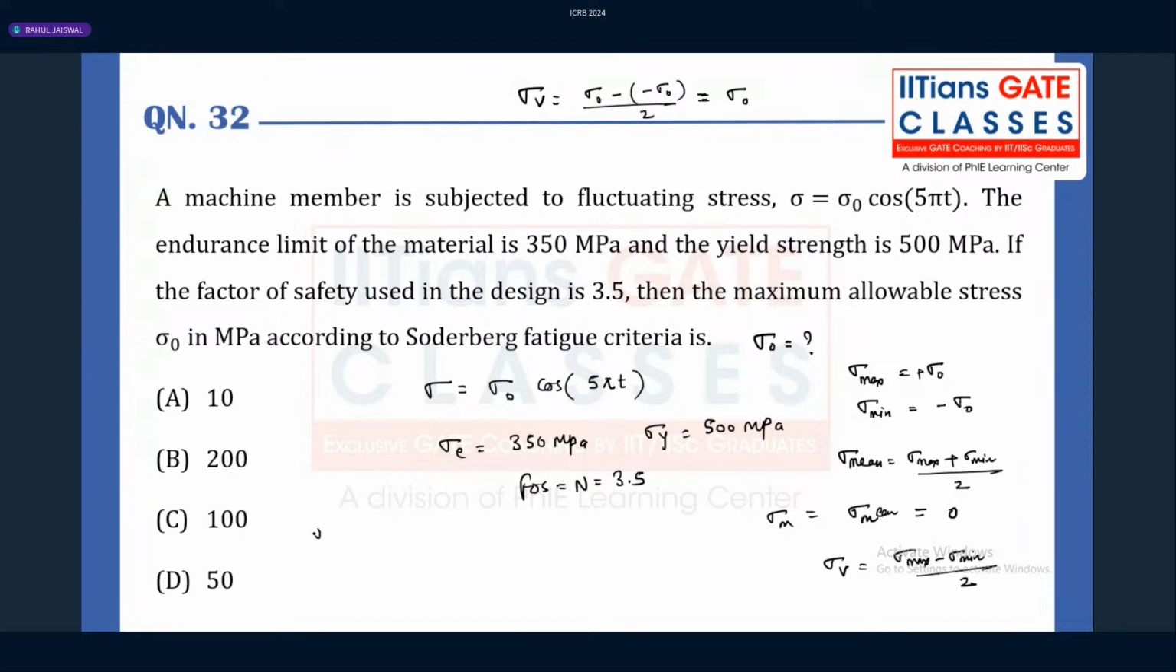Now, according to Soderberg theory, we know this particular formula, right? Variable stress is what, guys? Sigma naught. Sigma E is what? 350. What is the mean stress? Mean stress is basically 0. What is the sigma naught, guys? That is what they are asking. 350 divided by 3.5, which is nothing but 100 megapascal.